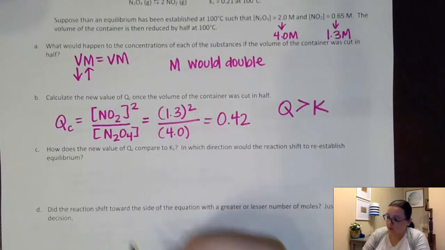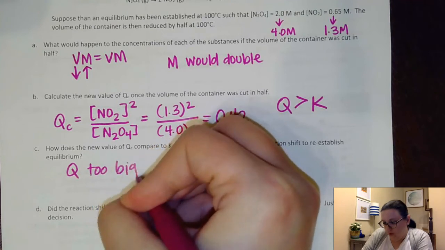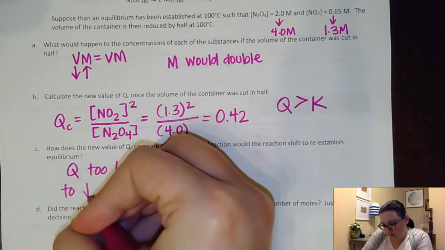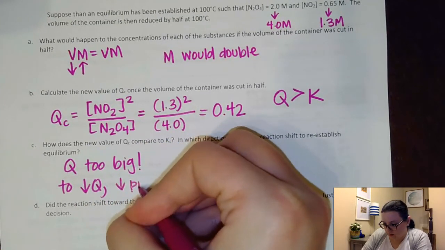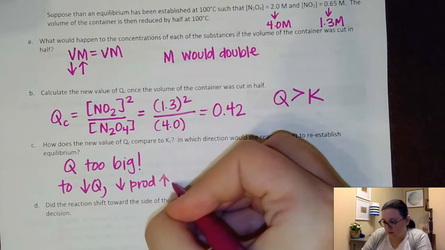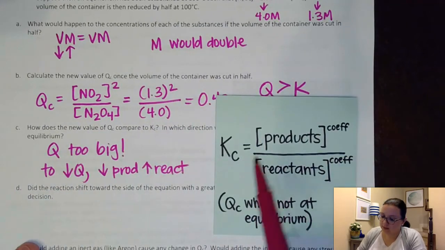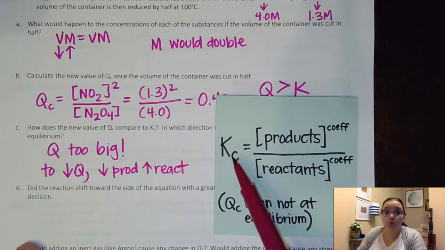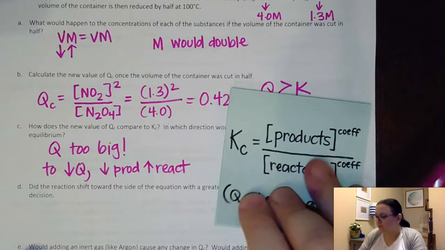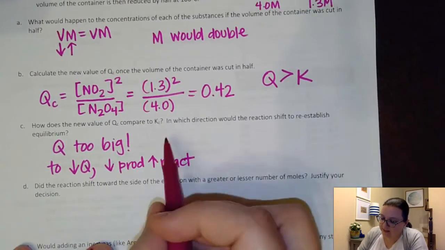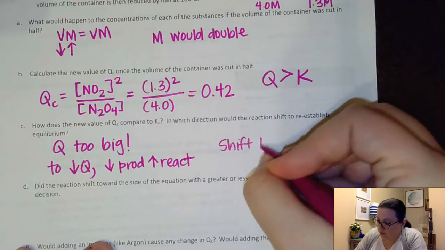So in order to decrease Q, because Q is too big, what that means is that we are going to have to decrease my products and increase my reactants. So remember, to get that Q to go back down, I'm going to need to make that denominator bigger and the numerator smaller. So it's asking me in which direction would the reaction shift. We are shifting to the reactants to fix this.